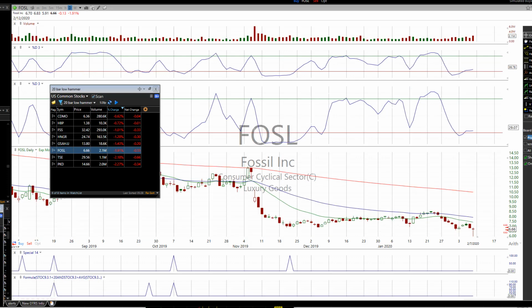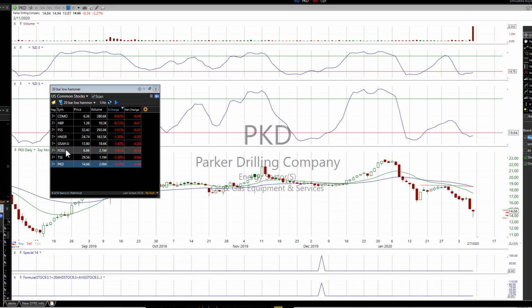Also want to pay attention to the volume on this. Whenever we have a reversal candle, you also would like to see that volume. And there's volume. It did come into this. It's a little bit better volume. I'm not a big fan of Fossil, so I probably would not trade it, just pointing that out. And then Parker Drilling here is a pretty decent candle.